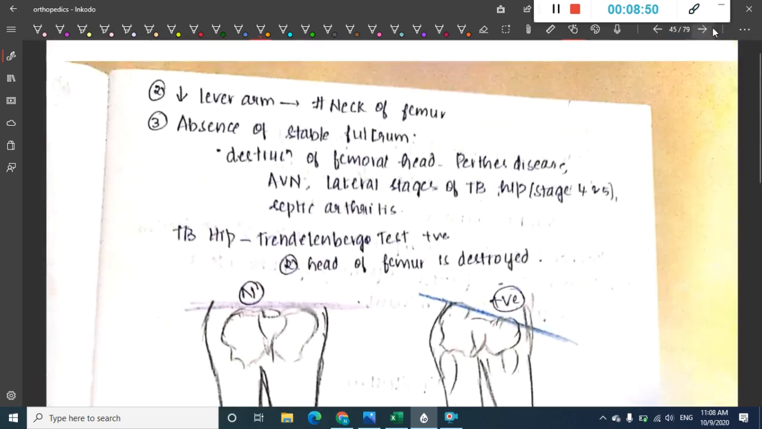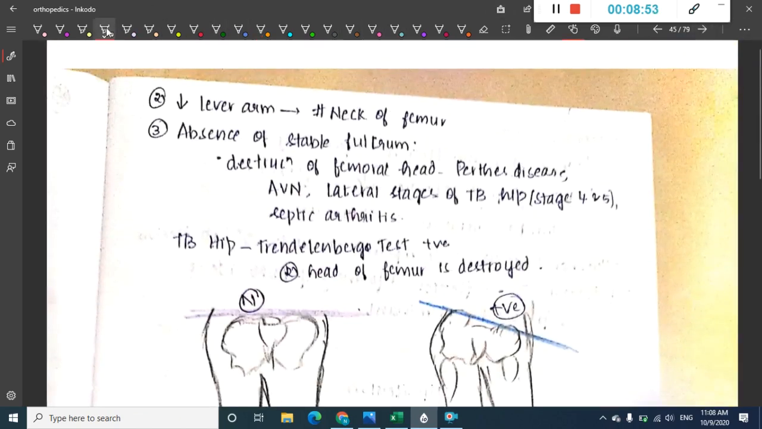Then second is decreased lever arm. So decreased lever arm is this: we have the head and we have the neck, and we have the greater and lesser trochanter. This neck will provide the lever action, and this neck is also providing stability, right? So whenever there is fracture neck of the femur, obviously this stability has been lost. So that is seen in fracture neck of femur.